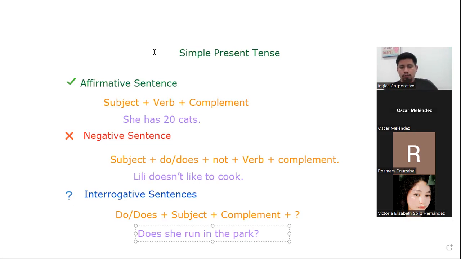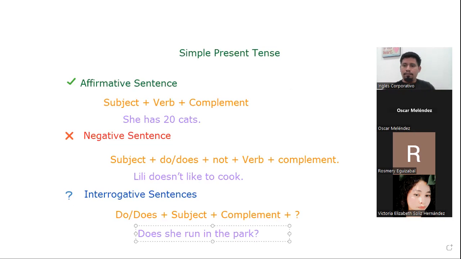We also have to take into consideration that the verb must be in base form. I'm going to repeat that again because it's mandatory. We must use the base form of the verb after the auxiliary, and in this case the auxiliary is do or does, after not. Also, you can play with contractions there. You can use don't or doesn't. So it's up to you.